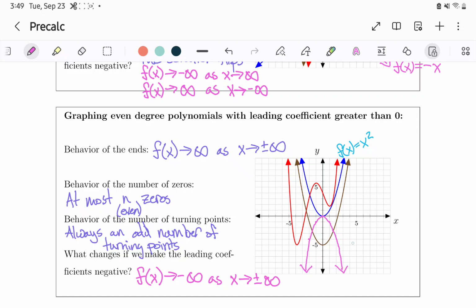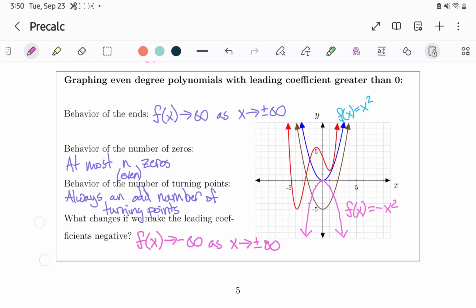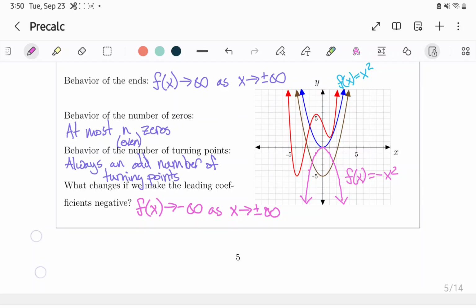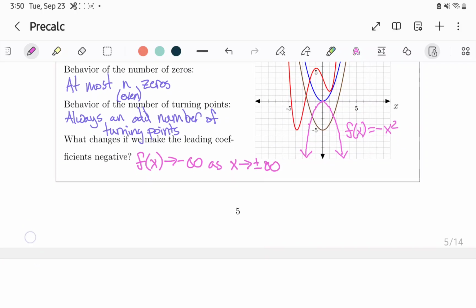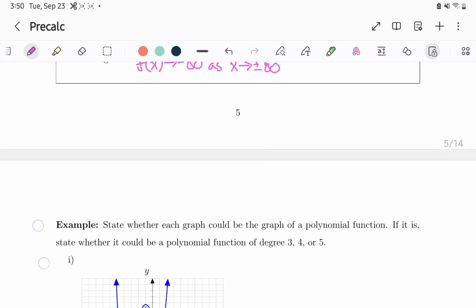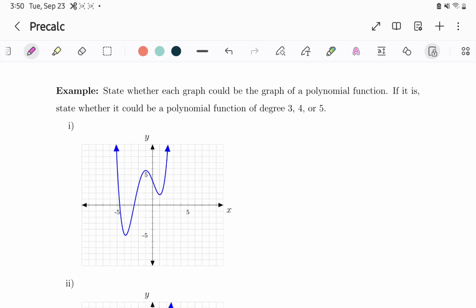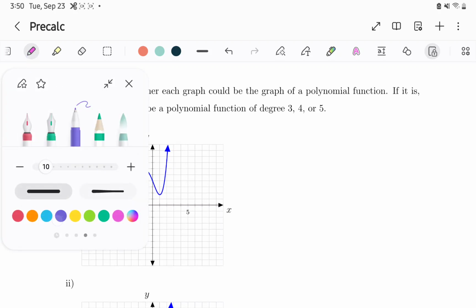So this would be a sketch of f of x equals plus or minus x squared. And we can use that to understand the end behavior for all even degree polynomial functions with a positive leading coefficient. All right, so let's get into the examples.